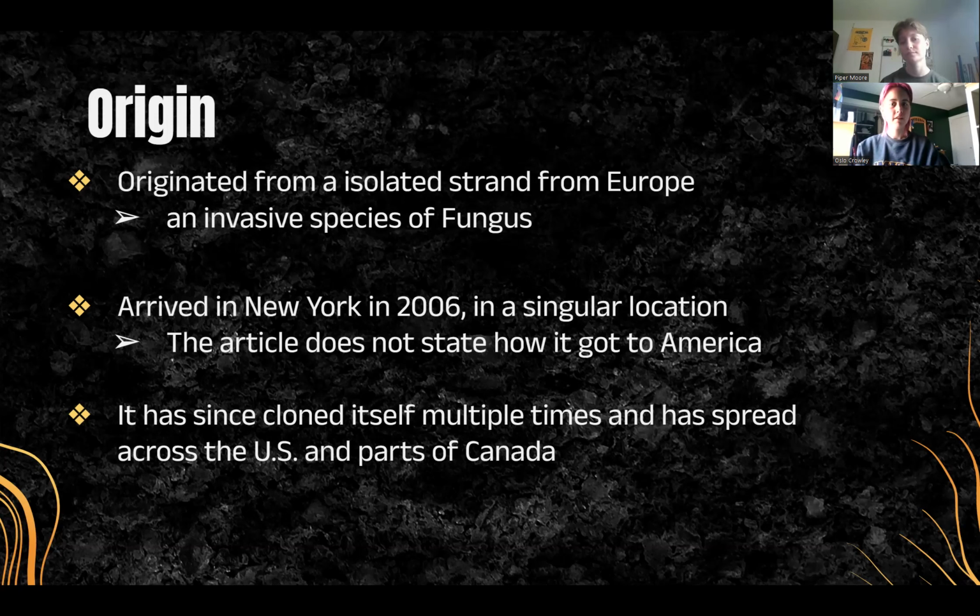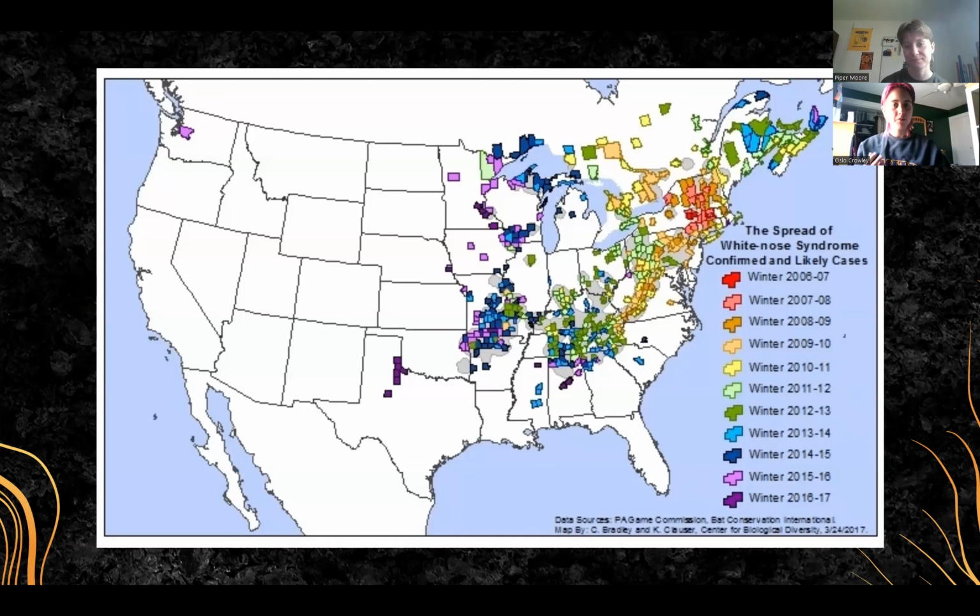Next slide. Yep. I believe this is the effects. So this is actually a map of the spread of white nose syndrome, specifically the fungus that causes it, from 2006 all the way to 2017. And it's mostly in winter, because, as will be explained later in the slides, the fungus infects the bats during their periods of torpor, which is just temporary hibernation, which is explained in the next slide.